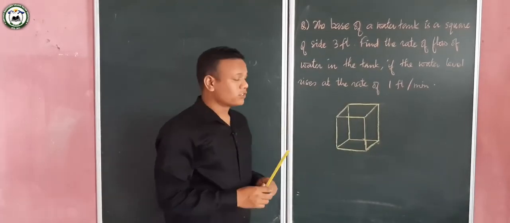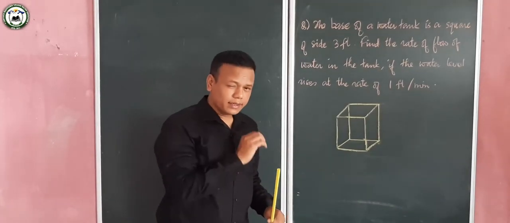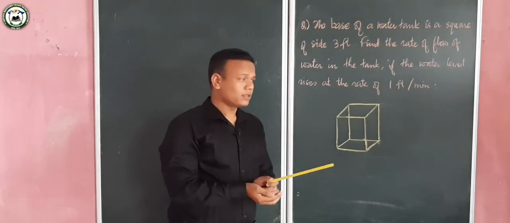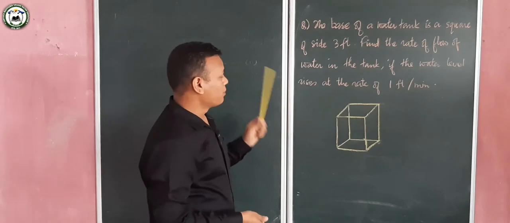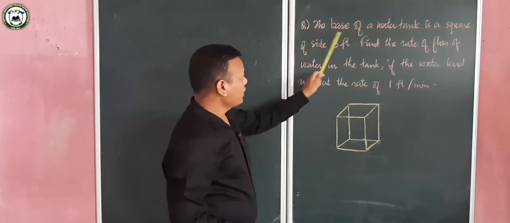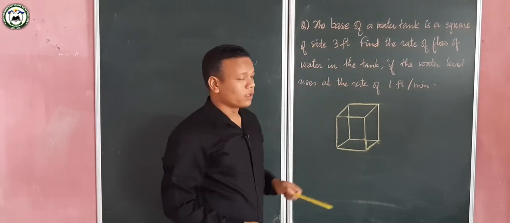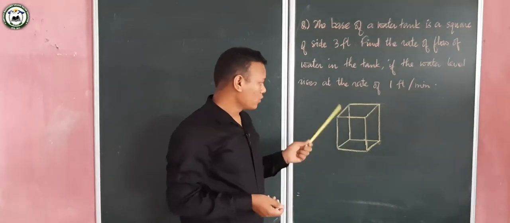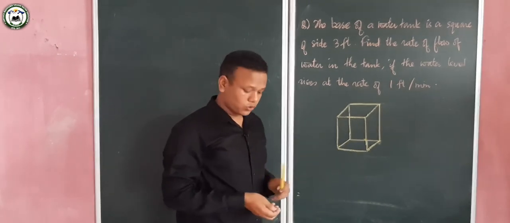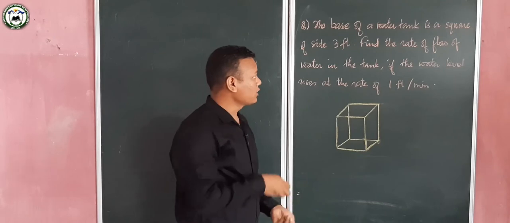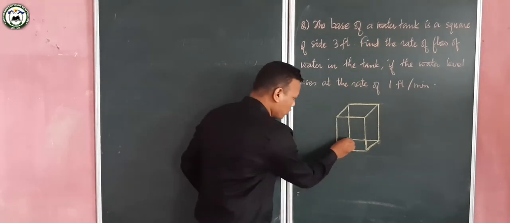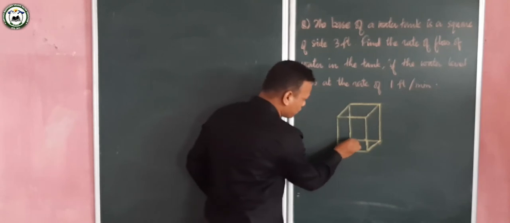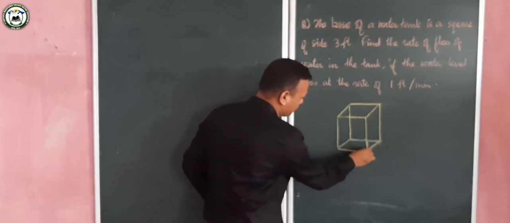Okay, let's have a look at this question. Now the level of your questions will gradually become a bit tougher. So let's try to understand the question very clearly. Pay attention. The base of a water tank is a square. So there's a water tank and I have drawn its diagram here. Its base is a square, so this is our base, and its shape is a square.